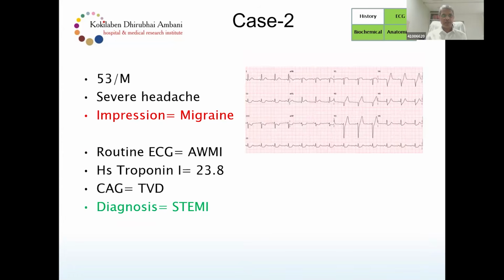Let's take another patient. He's a 53-year-old male. He presented with severe headache. The clinical impression was migraine, and he was being treated, and a routine ECG done sometime later showed an acute anterior wall MI with an elevated troponin, and invasive coronary angiography showing triple vessel disease. So the diagnosis is STEMI. So once you add ECG and biochemical information to history, your diagnosis can change. And if you take only history, it can be misleading.